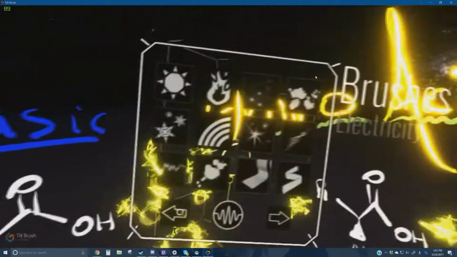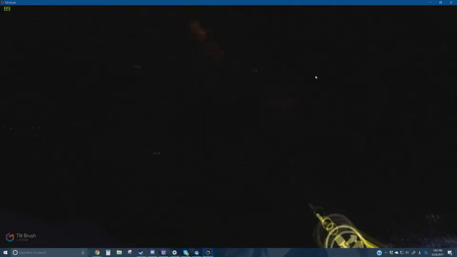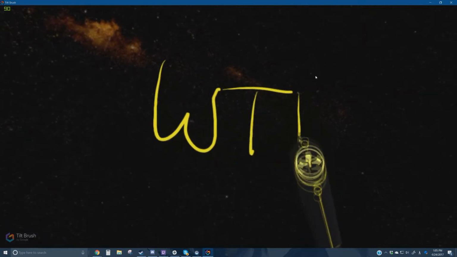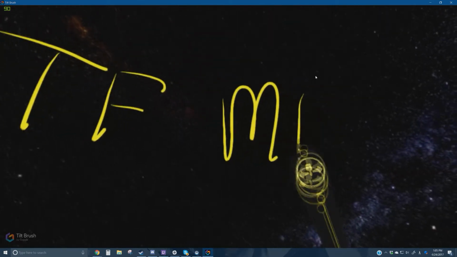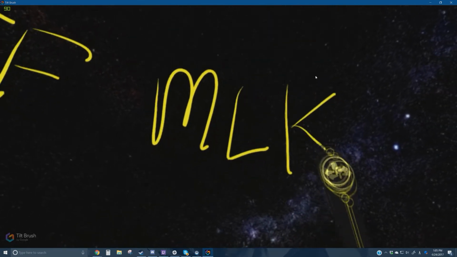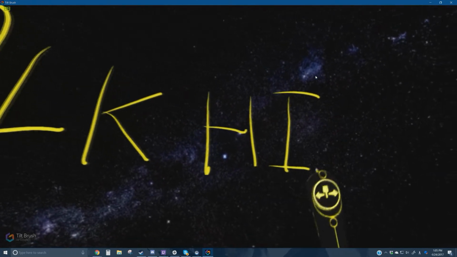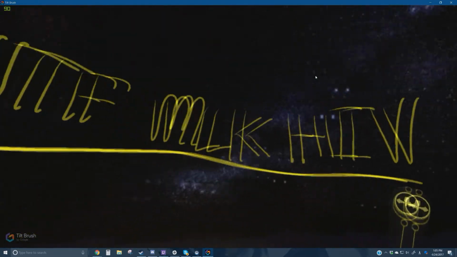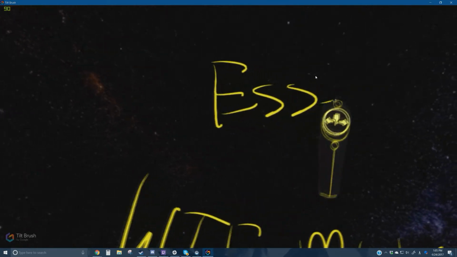Now I do want to touch upon another mnemonic phrase that I've been using. These are for the essential amino acids. And essential amino acids cannot be made by the body. The mnemonic is WTF, MLK, so Martin Luther King, has HIV. So, what the freak? Martin Luther King has HIV. Oh no. So these are the essential amino acids.